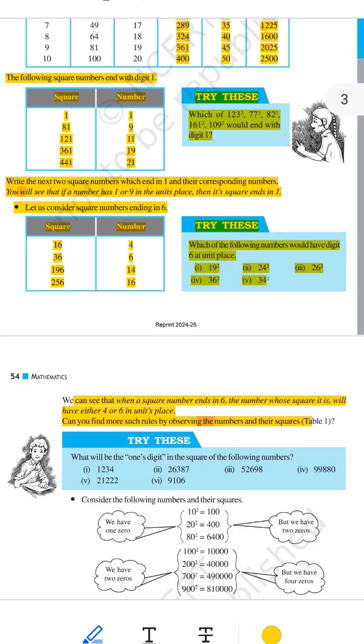Absolutely. Let's go very slowly, word by word, line by line, in super simple English, adding every detail so you understand deeply, even if you have no math background at all. I'll also give more examples to make it crystal clear.